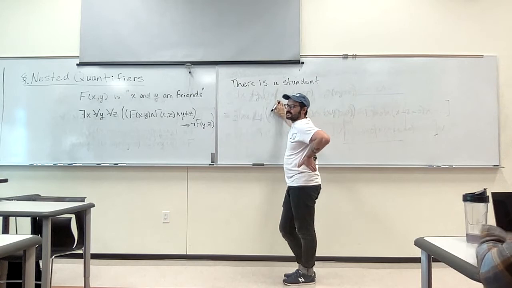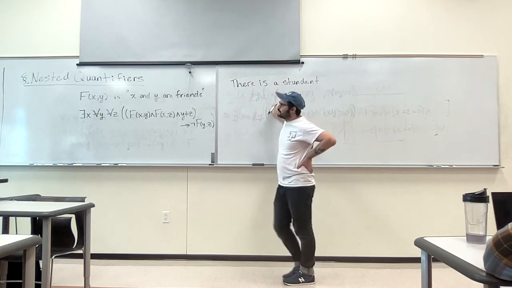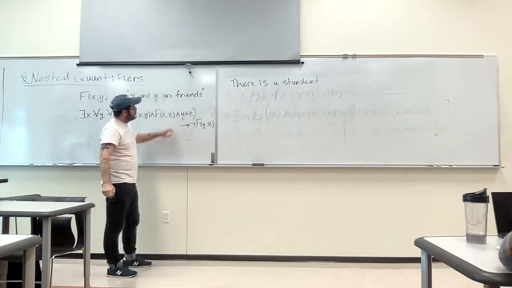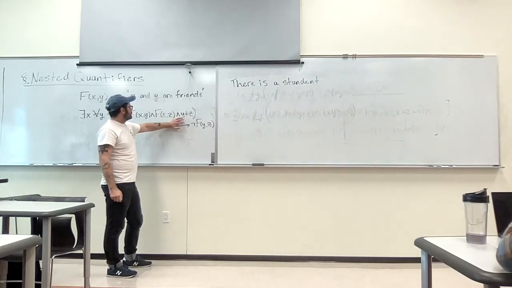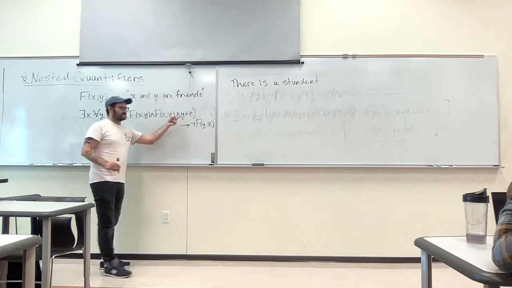I want to write it out the best I can. I kind of don't want to use X, but I kind of just want to say there is a student who is friends with Y, who's friends with Z, and... right. So what is this saying?